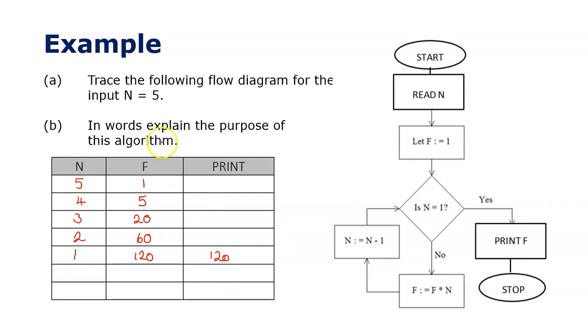What does this do? This is what part B says. Now, in words, explain the purpose of this algorithm. Well, actually, what I think I've done is I've times a lot of numbers together. So I've times the 5 by the 4, then the 3, then the 2, then the 1. I think I've done this.